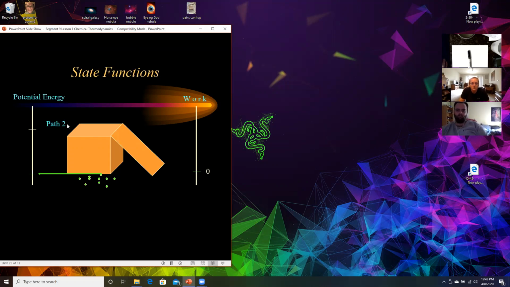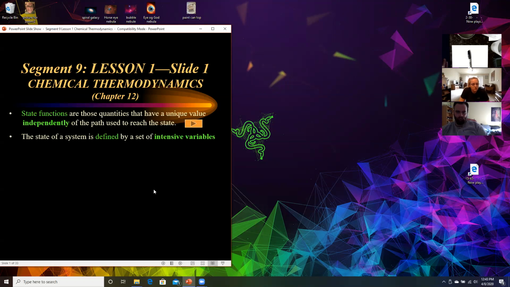But notice the internal energy was the same both ways. Internal energy is a state function. It's the same whether we go down the ramp or whether we go off the side. The path doesn't matter. It's just where you start and where you stop. The nice thing about state functions is that you can just subtract the two endpoint values to get the change that takes place.